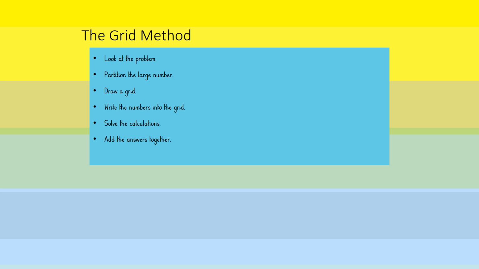I would now like to have a little think about all the things that were our keys to success, really. You need to make sure you look at what the question is. Partition the large number. Think about the tens and the ones. Draw a grid. Don't worry if it's not neat, okay? As long as you can understand it and as long as you can read the numbers that you have written, that's the most important thing. Write the numbers into the grid, solve the calculations, add the answers together. Then you need to make sure you write this number at the end of the problem to finish answering the question.